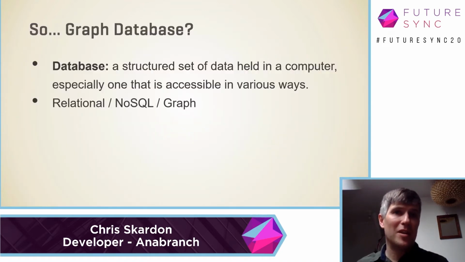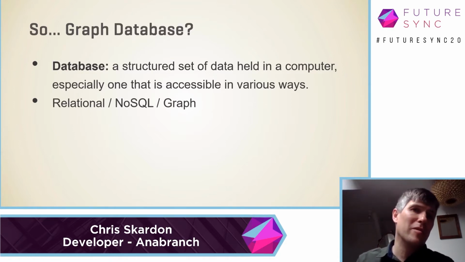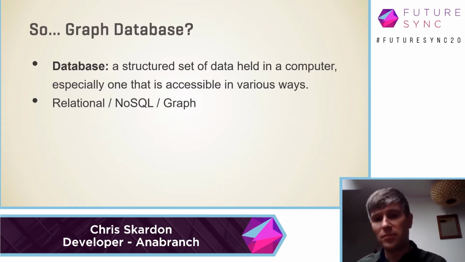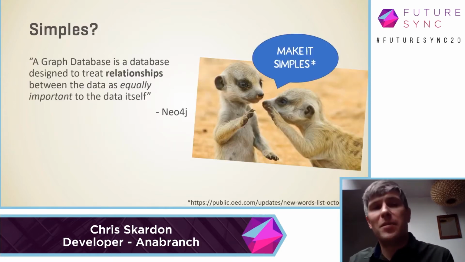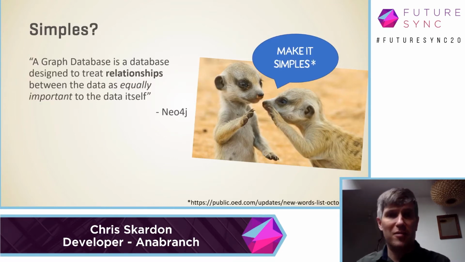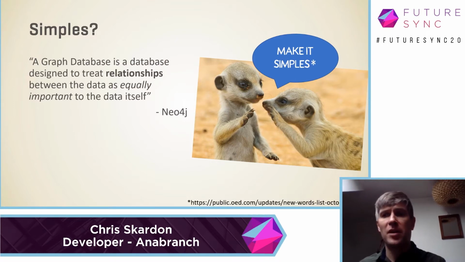Anywho, so we know a graph database is a database which holds data which is accessible. We know we've got our 3 broad churches: relational, NoSQL, and graph. So let's add our graph database to it. So we use graph structures for semantic queries with nodes, relationships and properties to represent and store data. In a slightly more simple, elevator type approach, the graph database is designed to treat relationships between the data as equally important to the data itself. And that's hugely important. That's the biggest thing that you need to take from this. The relationships in a graph database are as important as the objects in the database. So in relational database terms, that's saying the join tables are as important as the actual data you have in there.